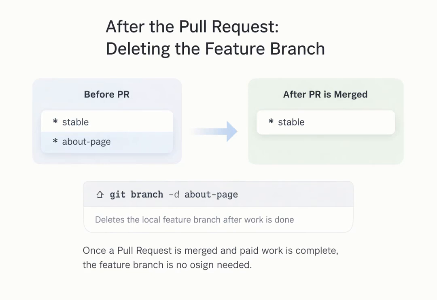Once a pull request has been sent and the work is done, what happens to the feature branch? Well, it's no longer needed. Amit's job was to build the About page. He built it, pushed it, sent the PR. Done. So he can now delete that branch. He switches back to the stable branch using git switch stable, and then runs git branch -d about page. The -d flag stands for delete. After this, if he runs git branch to list his branches, he'll only see stable. The about page branch is gone from his local machine. This keeps things clean. You don't accumulate dozens of old branches that are no longer relevant.